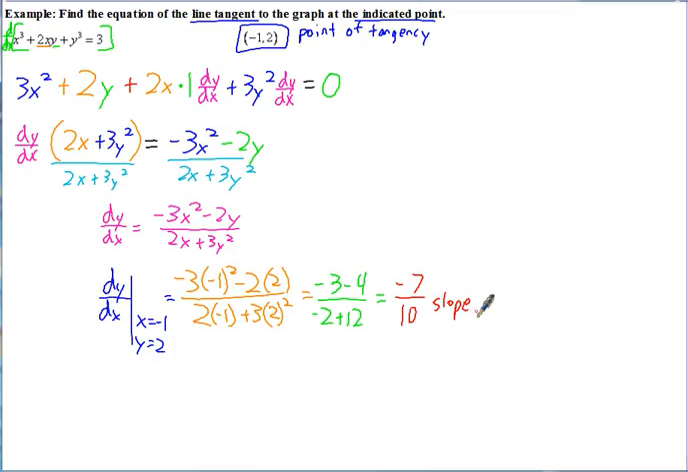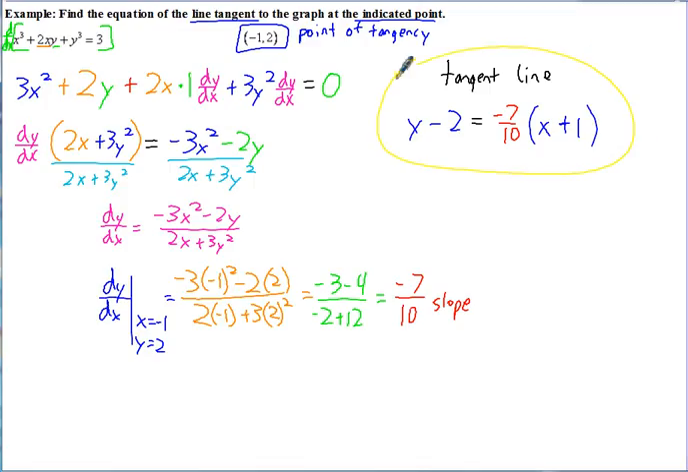So now we have the slope and our point of tangency, so now we can write down our tangent line. It would be y minus the y coordinate, which is 2, equals the slope, which is -7/10, times x minus the x coordinate, which is -1, so that becomes x plus 1. And that concludes the first part of the notes for AP Calculus on the topic of implicit differentiation.